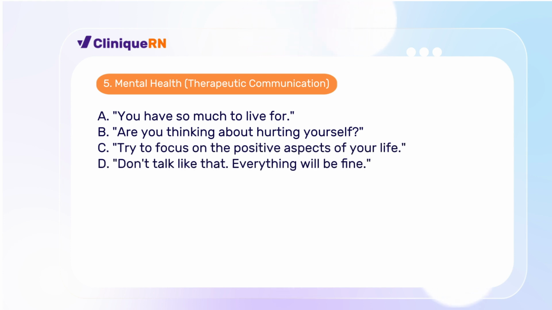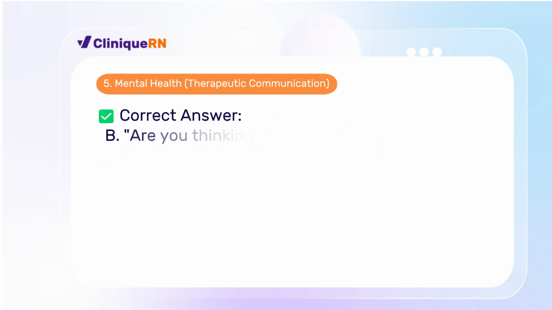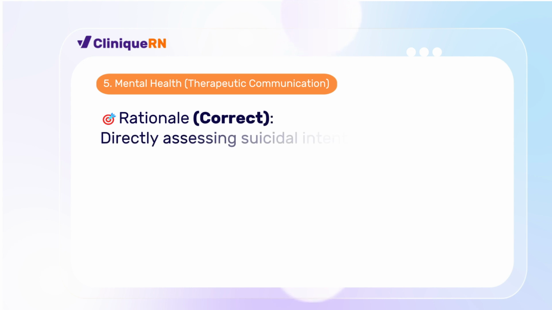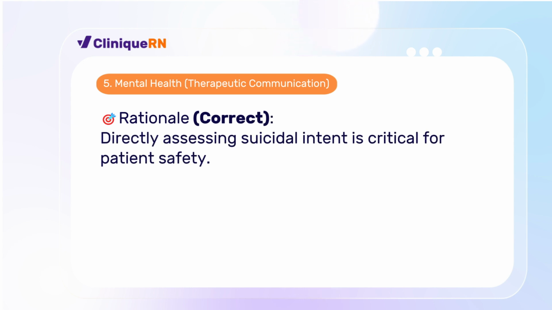B. Are you thinking about hurting yourself? C. Try to focus on the positive aspects of your life. D. Don't talk like that. Everything will be fine. Correct answer: B. Are you thinking about hurting yourself? Rationale. Correct. Directly assessing suicidal intent is critical for patient safety.